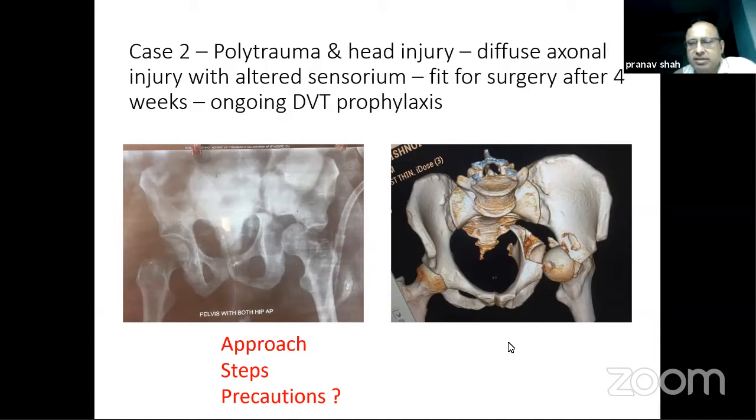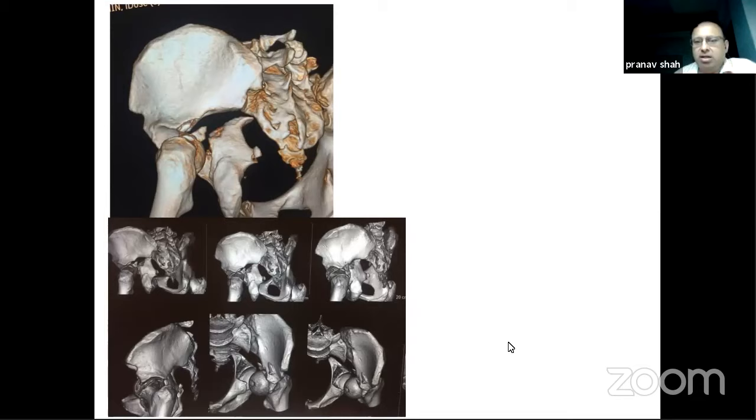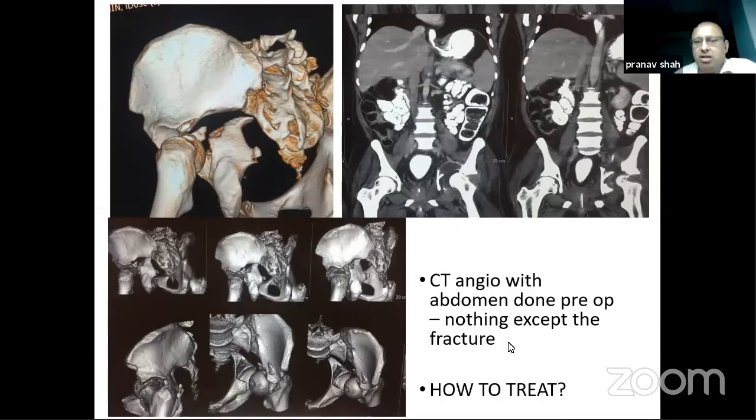Okay. So the patient underwent CT angio with abdomen and contrast, and it was uneventful except for the fracture. Nothing was abnormal. And now we have this case at 4 weeks and we are operating it. So I want you to come up with your treatment plan. What is your thought process? What are the steps? What is the approach? And what are the precautions that you want to take?